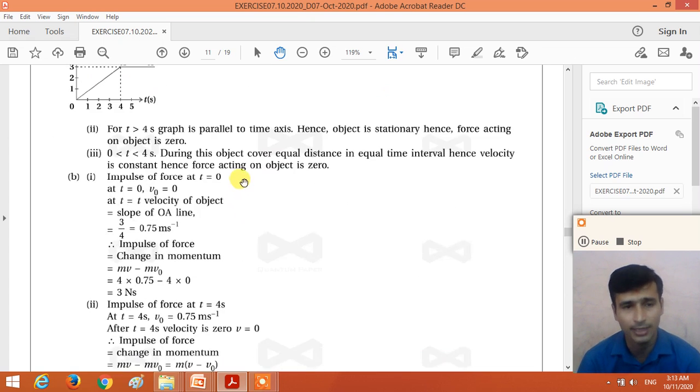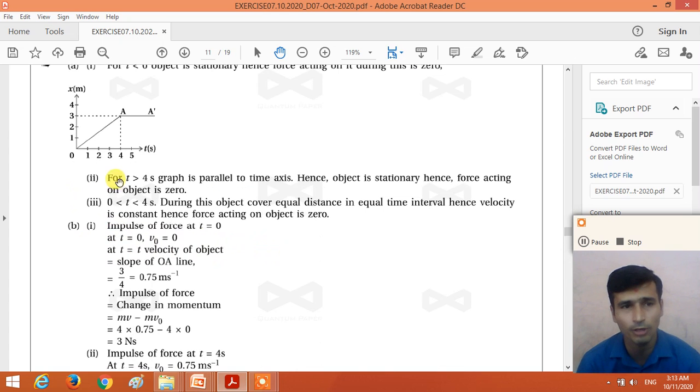Now the second part: how can we calculate the impulse of the force at time t equal to 0 and at time t equal to 4 seconds? The impulse of the force F in delta t is equal to the change in linear momentum. At time t equal to 0, the velocity of the object is 0. At time t equal to 4 seconds, the velocity of the object can be calculated from the slope of the line OA. How do we calculate the slope of the line OA? It is the y coordinate divided by the x coordinate. Here the y coordinate is 3 minus 0.